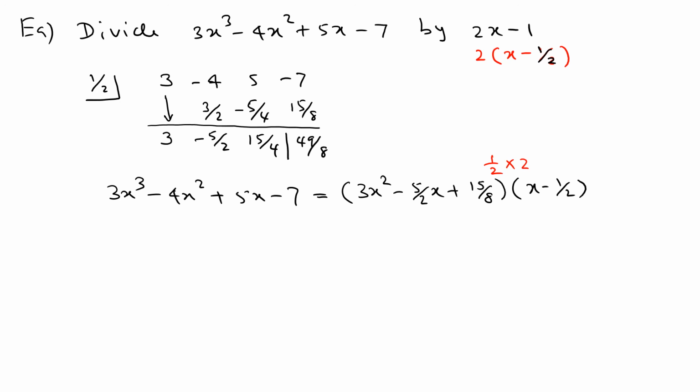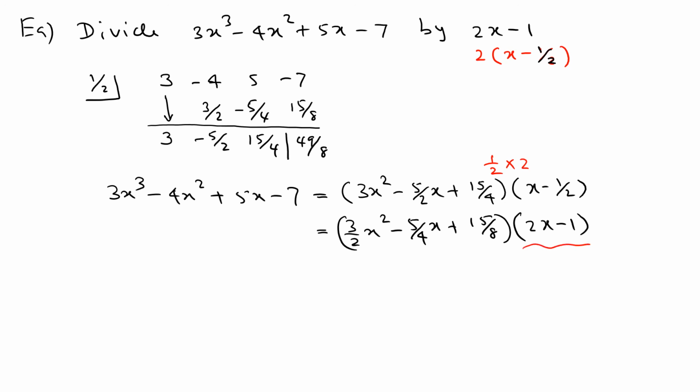When you do that, what do you get? You divide everything in the first one by 2, so that means you're going to get 3 halves x squared minus 5 fourths x plus 15 over 8. That's the first factor, and for the second factor you multiply by 2, that means 2x minus 1. That's exactly what we want. We want to know when you divide by that.